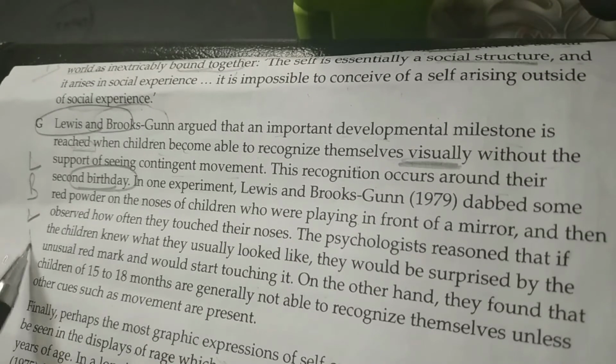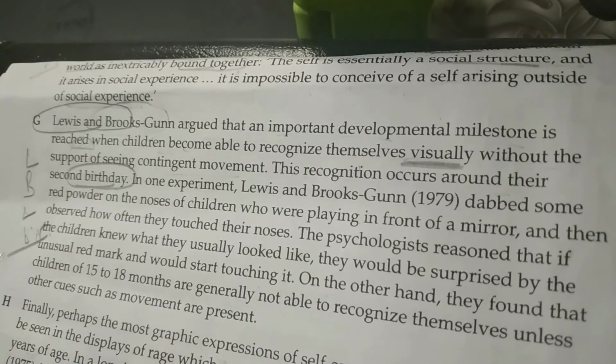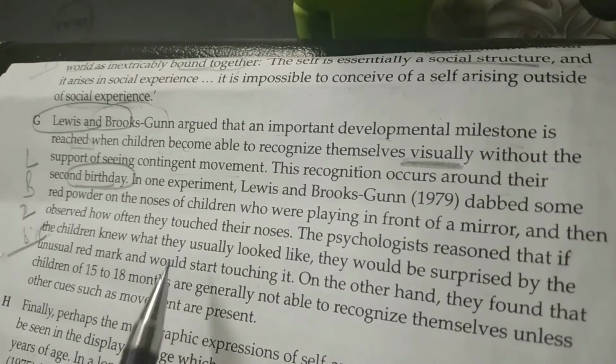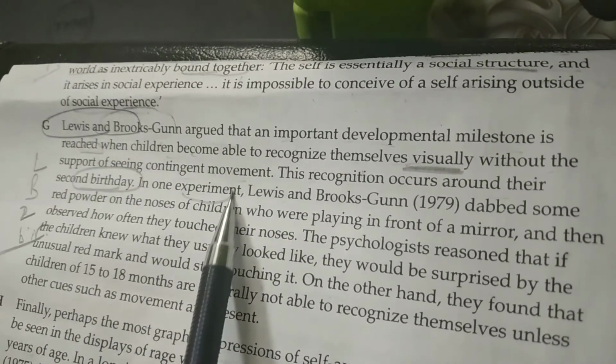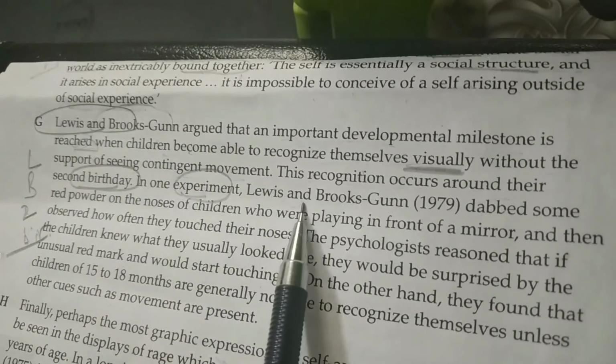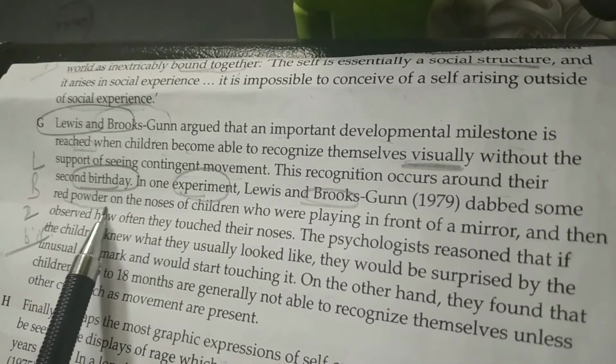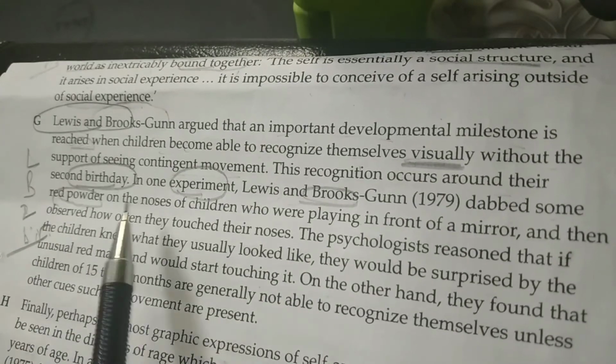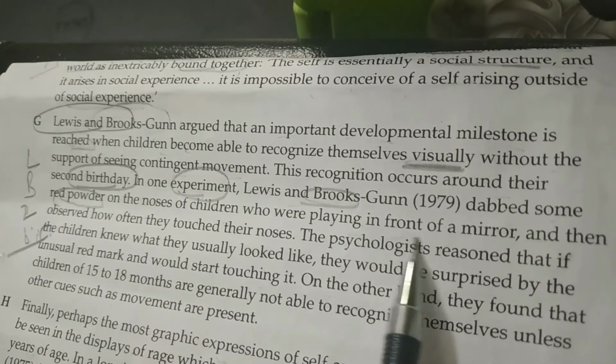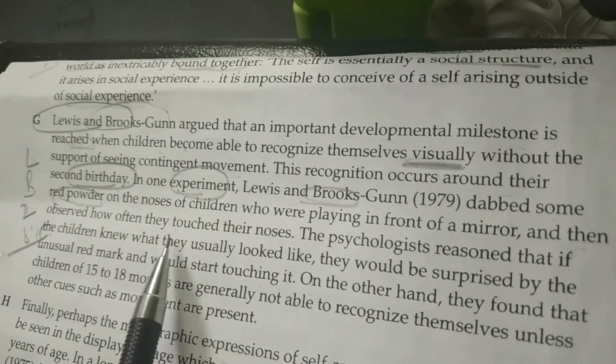Just write down the second birth date in your own language so that you can recognize it. So I have written in one experiment. Now the experiment is going on. Lewis and Brooks dabbed some red powder, so now they are doing the experimentation. They put the red powder on the nose of the children and they are playing in front of a mirror. Now this is the experiment that they have.